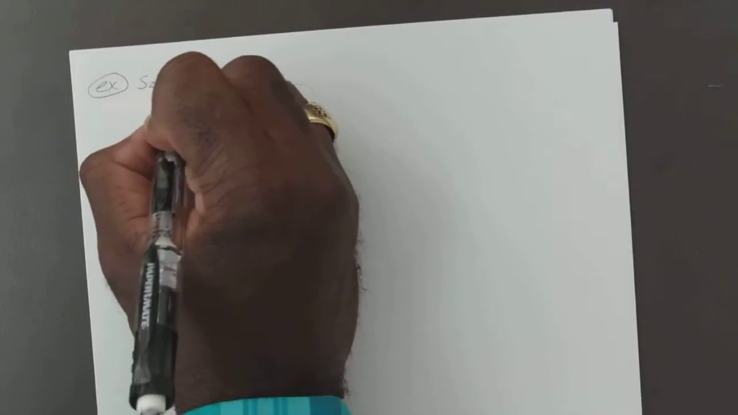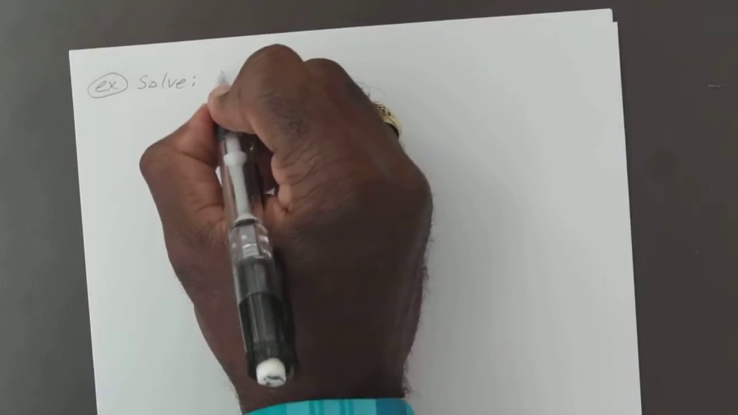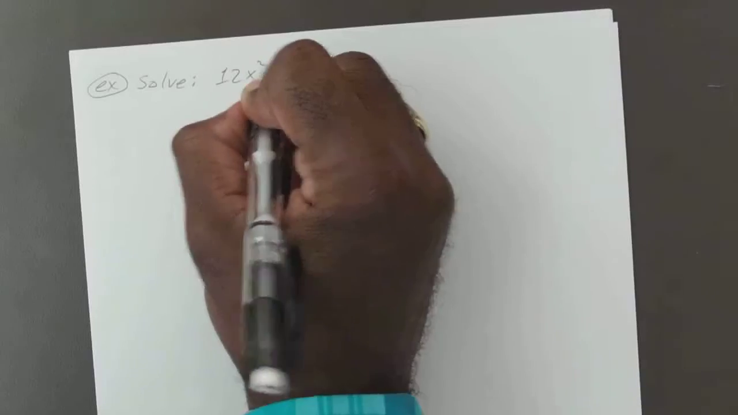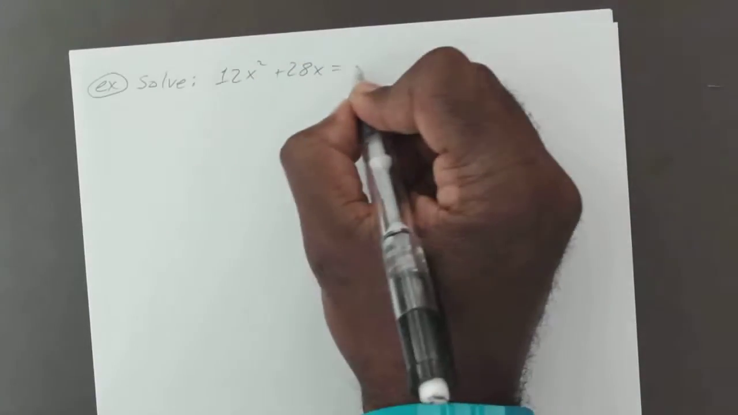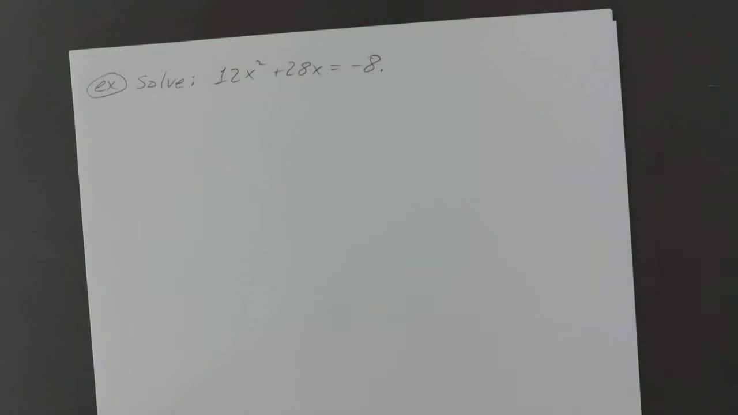Now, what if we had to solve 12x squared plus 28x equals -8.